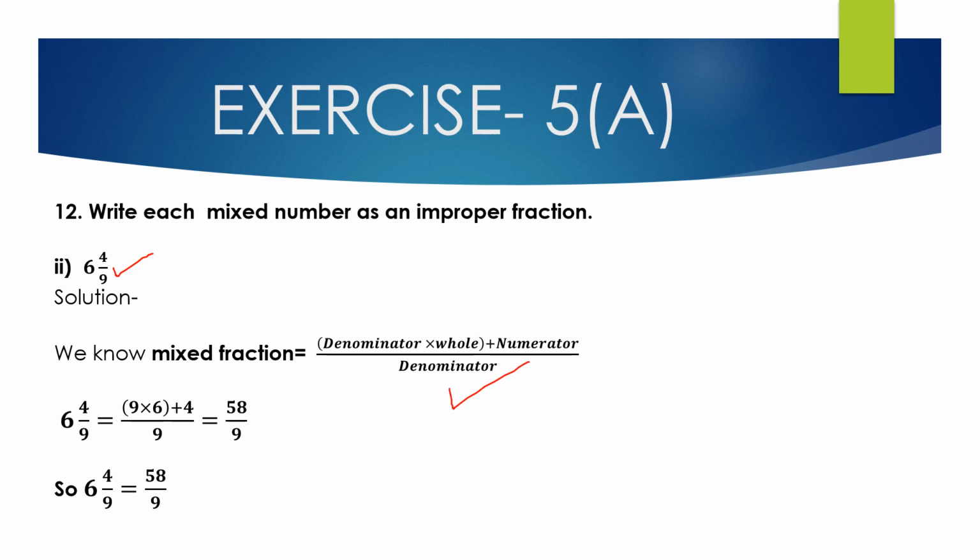So 6, 4 divided by 9 equals denominator 9 multiplied by whole 6 plus numerator 4, divided by denominator 9. So we get 9 multiplied by 6 is 54, 54 plus 4 is 58, 58 divided by 9. So 6, 4 divided by 9 equals 58 divided by 9. And 58 divided by 9 is an improper fraction, as the numerator 58 is greater than the denominator 9.